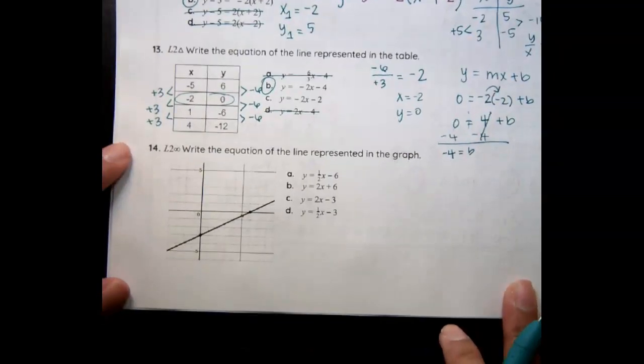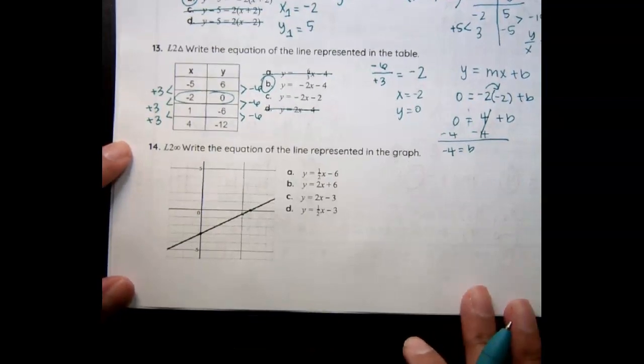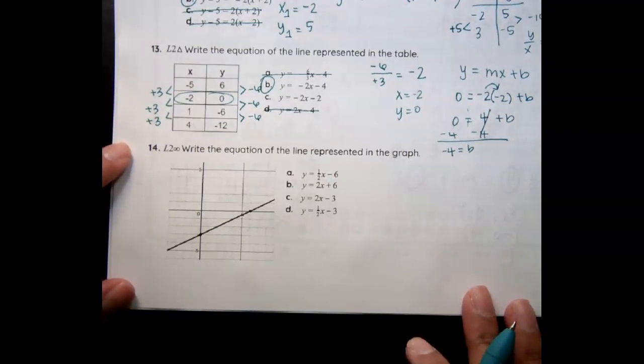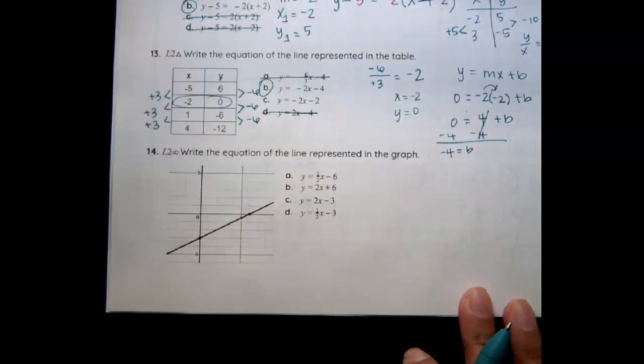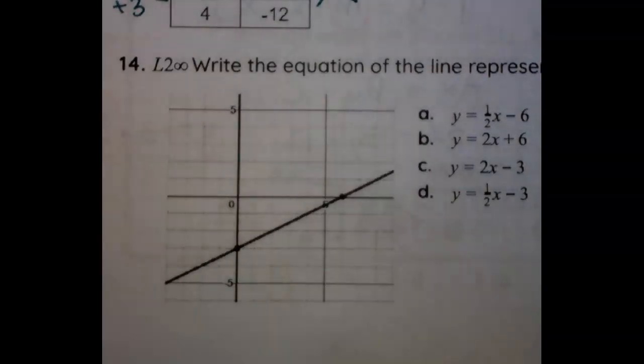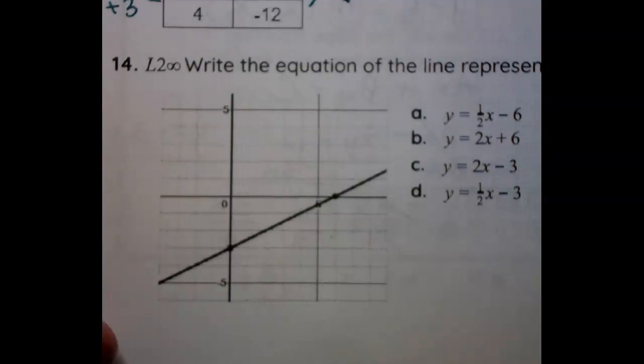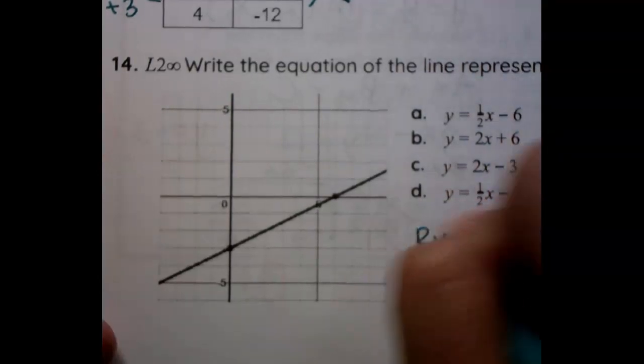Number 14. So many of you got this wrong on the level up because I don't know what you did. When you have a graph, to find the slope, you do rise over run. I'm going to zoom in on this one to see if I can get it to look a little bit better. For you guys, I know the lines are pretty light, but hopefully you can see them a little bit better on your paper. So I need to find the slope first. To find the slope, I'm going to do rise over run.